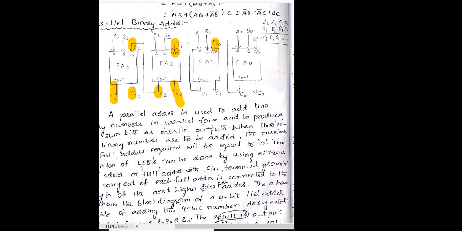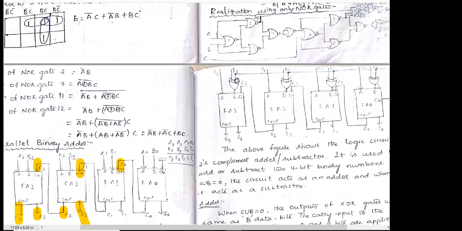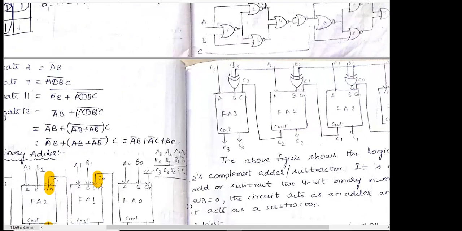To perform addition and subtraction, I need one more circuit. We call this the 4-bit adder subtractor circuit. It will be represented like this. See, this is the circuit. In the 4-bit adder subtractor circuit, here we are using an exclusive OR gate.